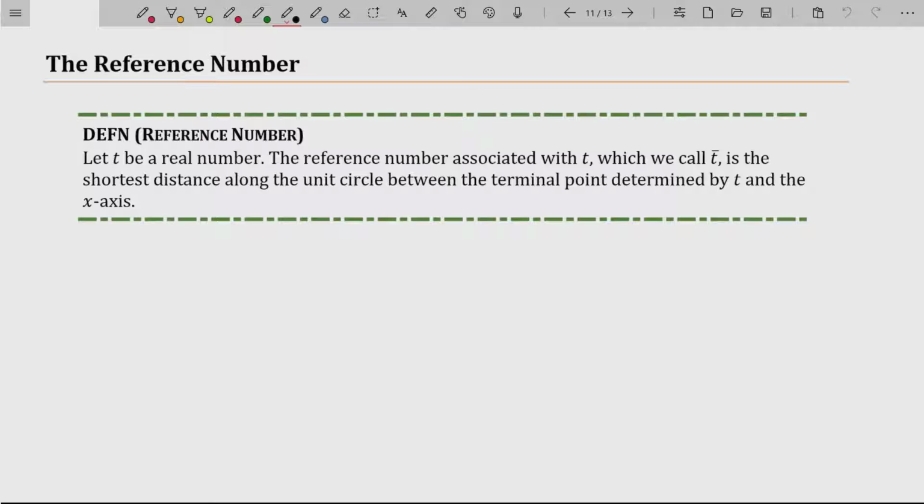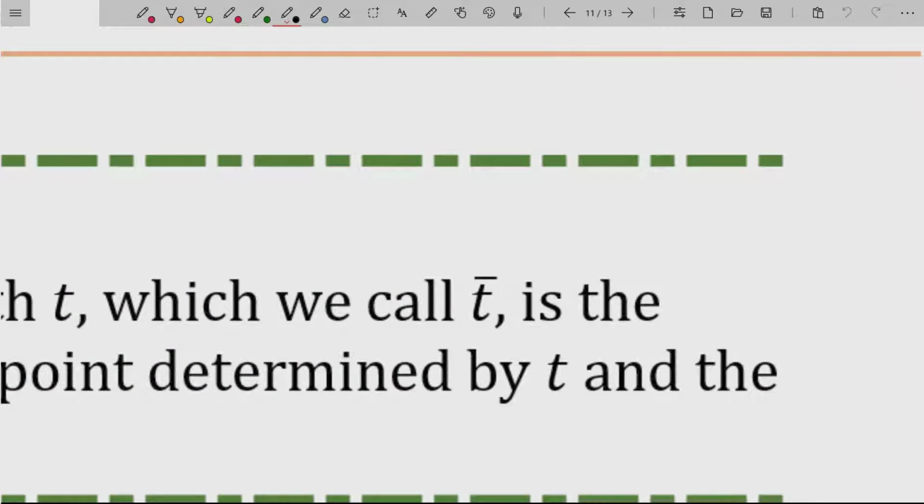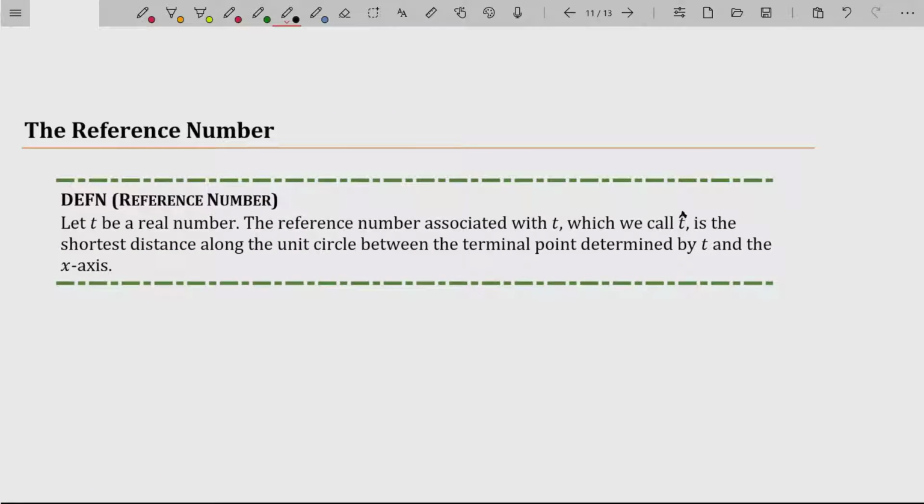This is the last idea before we step away from just playing with the unit circle and start talking about trigonometric functions. So what is the reference number? Well, let t be a real number. The reference number associated with t, which we're going to call t bar, or sometimes I actually use t hat, to be honest with you, I just didn't have the font for it, but t hat is the shortest distance along the unit circle between the terminal point, determined by t, and the x-axis.